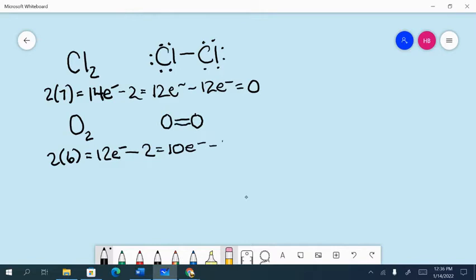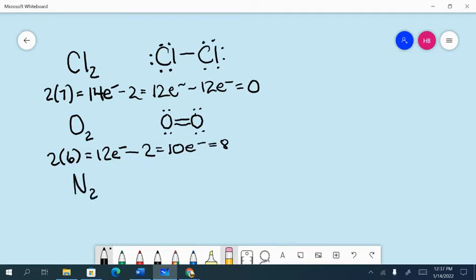That's going to be 8 electrons left over, and I can split them up 4 more. Now each oxygen has 4 shared double bond electrons and 4 lone pair electrons, so each oxygen is happy.